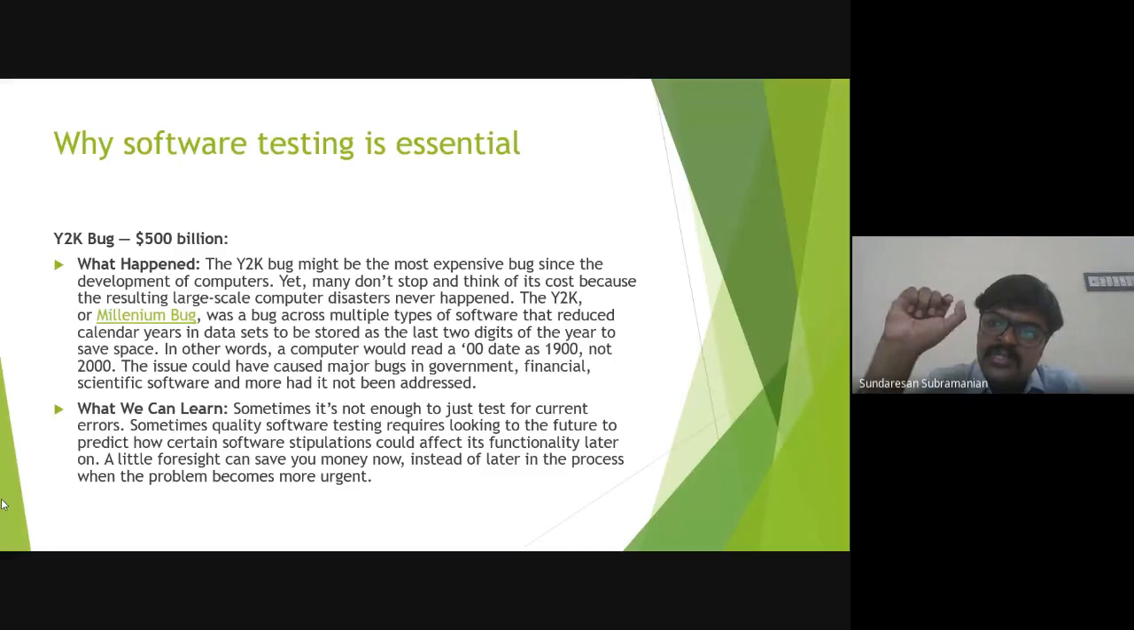Until 1999, it was very normal, and they didn't find any bugs. But when it came to 2000, all the years showing in the system were showing 00 rather than 20. So this was a big discrepancy happening across all the software across the world, right?